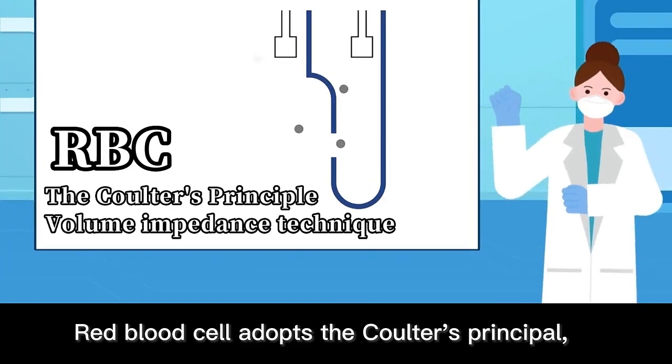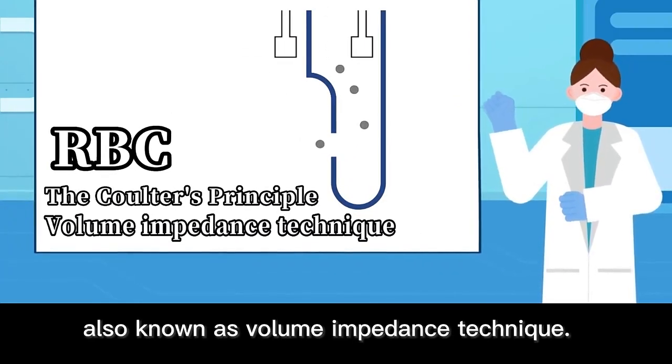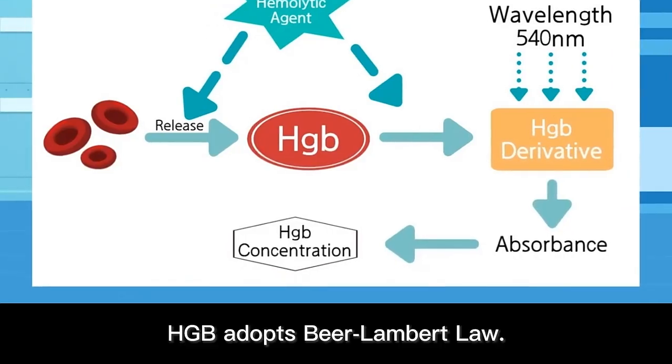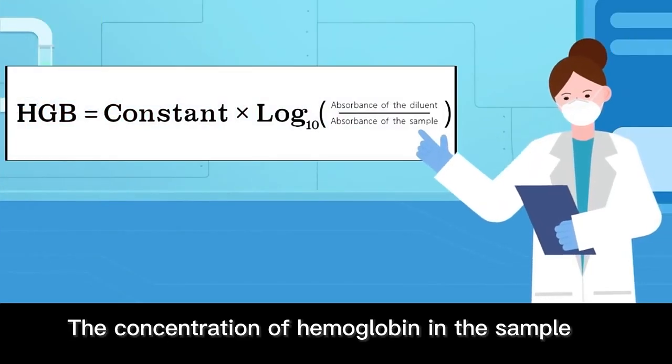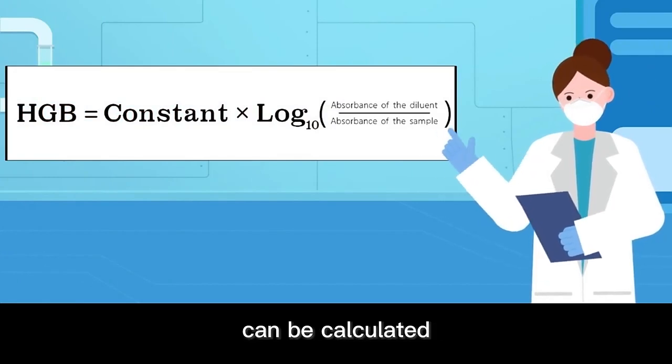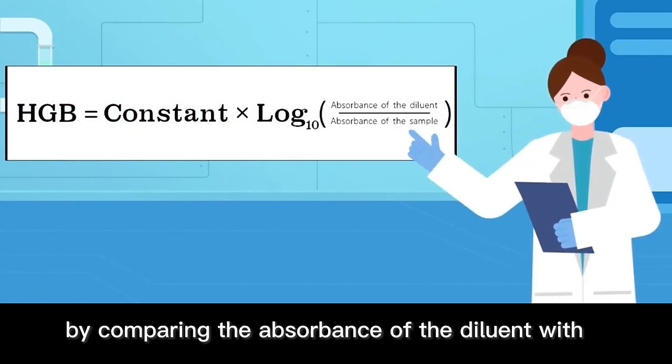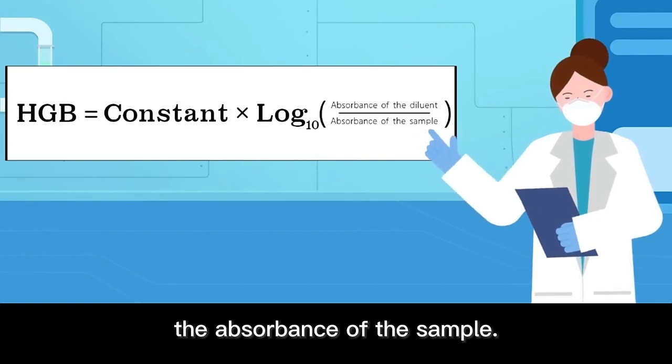Red blood cell adopts the Coulter's principle, also known as volume independence technique. Hemoglobin adopts Beer-Lambert law. The concentration of hemoglobin in the sample can be calculated by comparing the absorbance of the diluent with the absorbance of the sample.